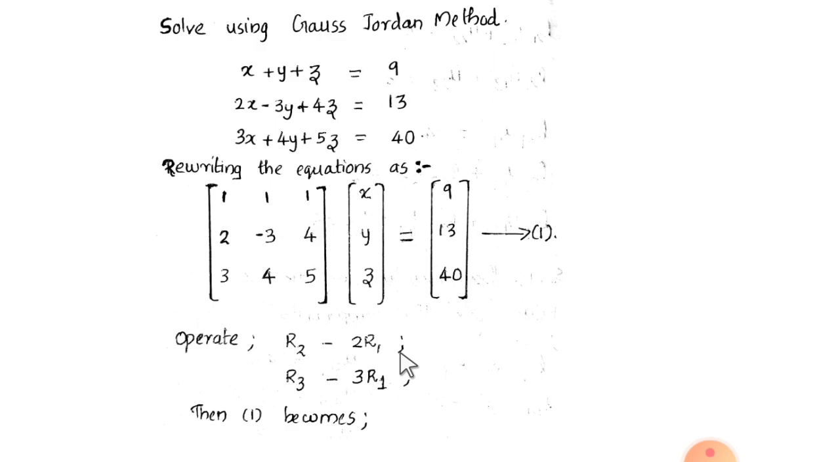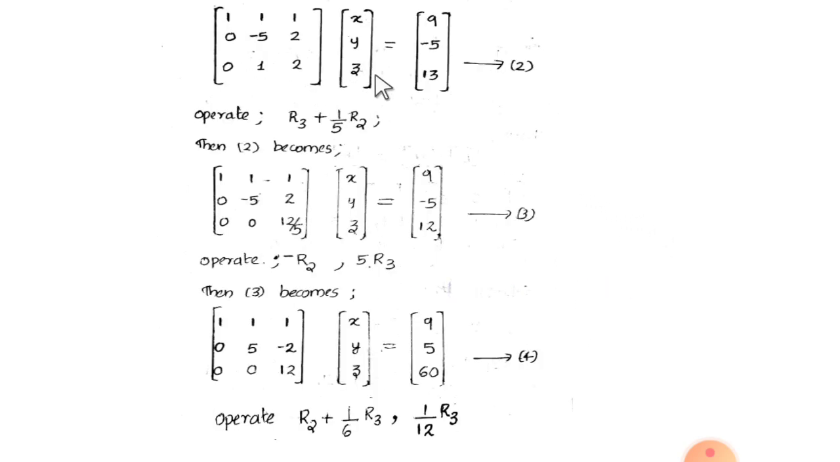Then another thing which you have to take care of is that you should apply only row transformations in order to make the matrix into diagonal matrix form. Okay, so operate this transformation, then equation 1 becomes like this. Again, we have to make the elements under this element as 0. Now you have to make this element as 0. For that you have to apply another row transformation. Okay, by applying this transformation we make the element below this as 0.